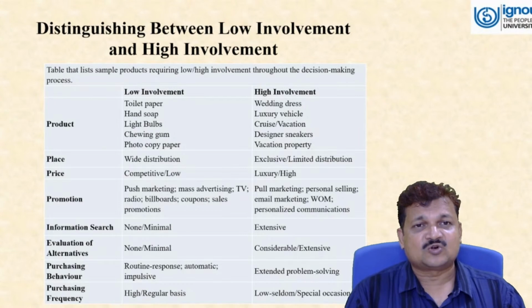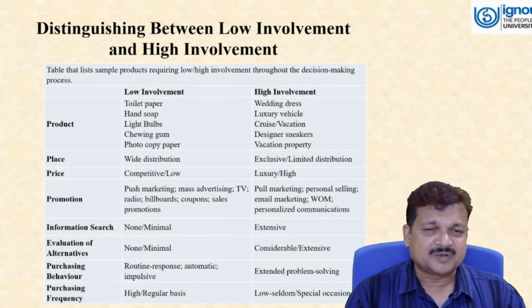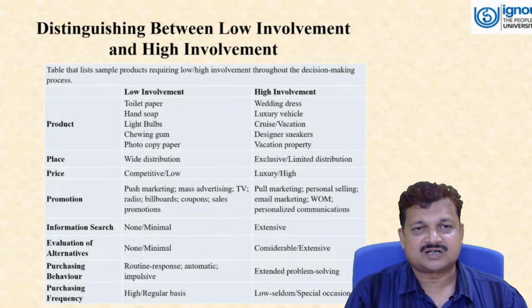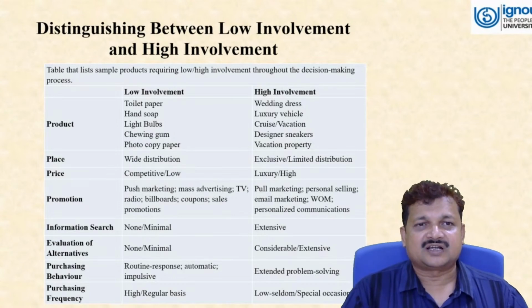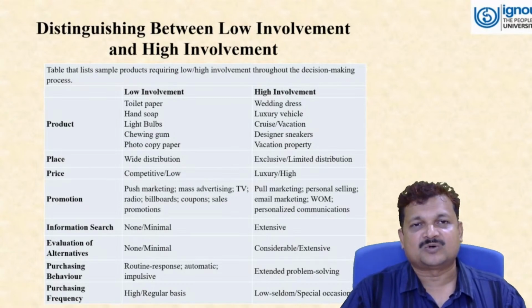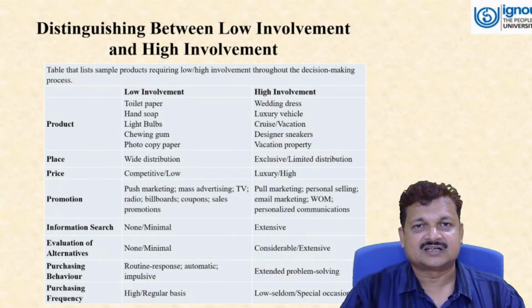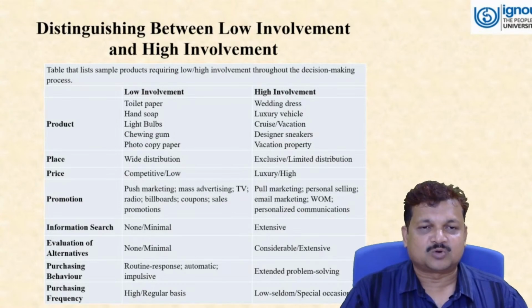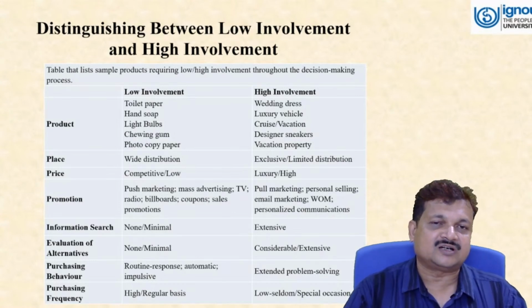toilet paper, hand soap, light bulbs, chewing gum, photocopy papers. Not only these examples, you can take many other examples. Oils, you can take mustard oil. If one reputed mustard oil brand is not there, you may go for other brands. Bathing soaps you can go for, detergent you can go for. Then incense sticks also. Then cleaning cloths, where brand popularity is not there. Then floor cleaning materials, that also you will find in this group.